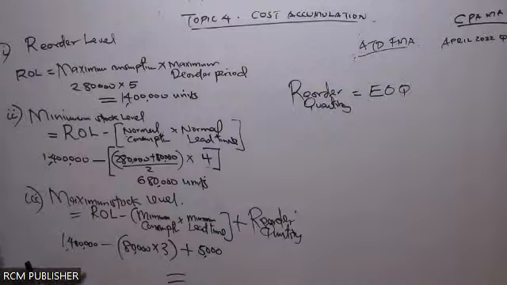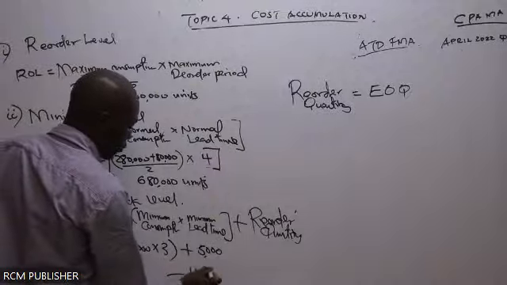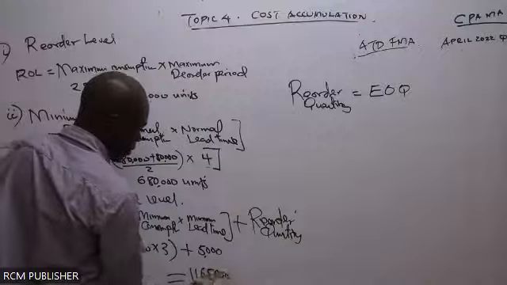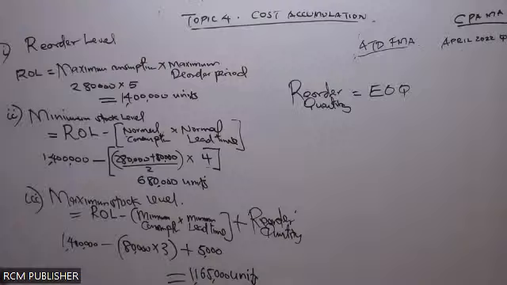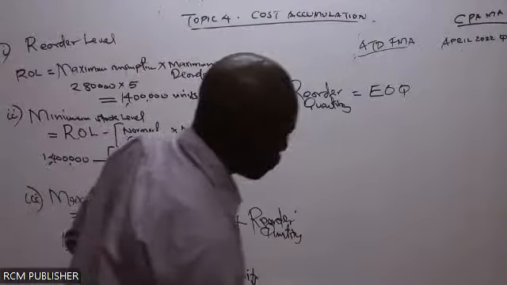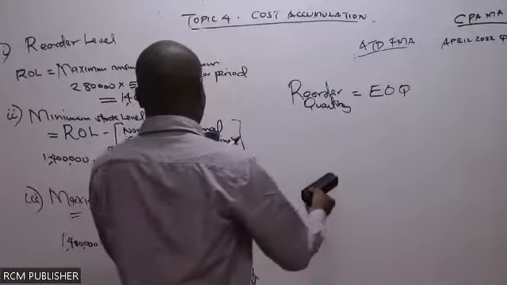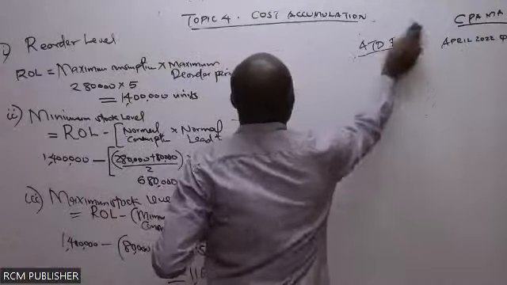When we subtract it from this, what are we getting? What are we getting now? Yes, 165,000 units. So that is what you are expected to do in that particular area.